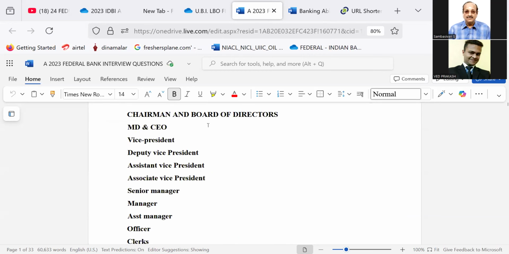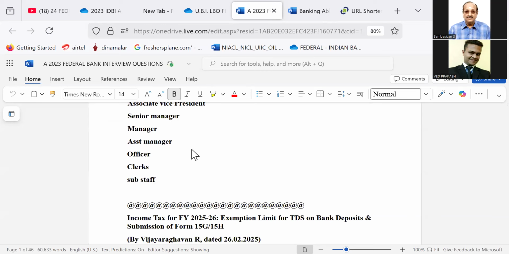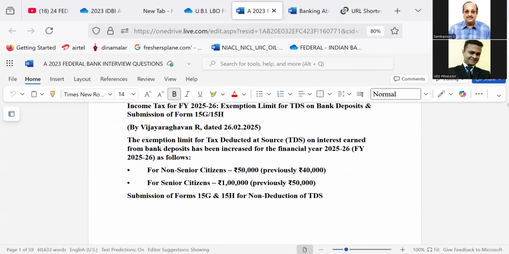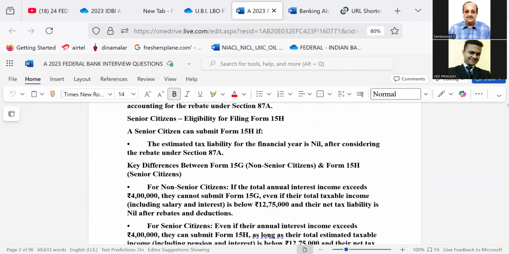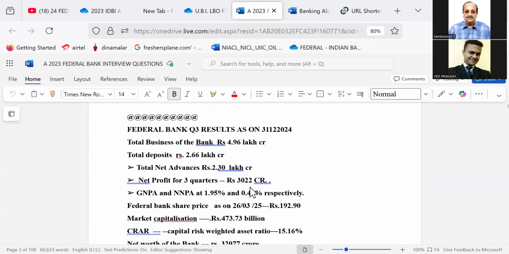Yeah. Here, first, I have told you about the hierarchy in your bank, that is for Federal Bank. And next one is one important topic about the recent changes that have been initiated in regard to Form 15G, Form 15H. That is for people drawing more interest from banks. Then this is the latest thing you need. Federal Bank Quarter 3 results.